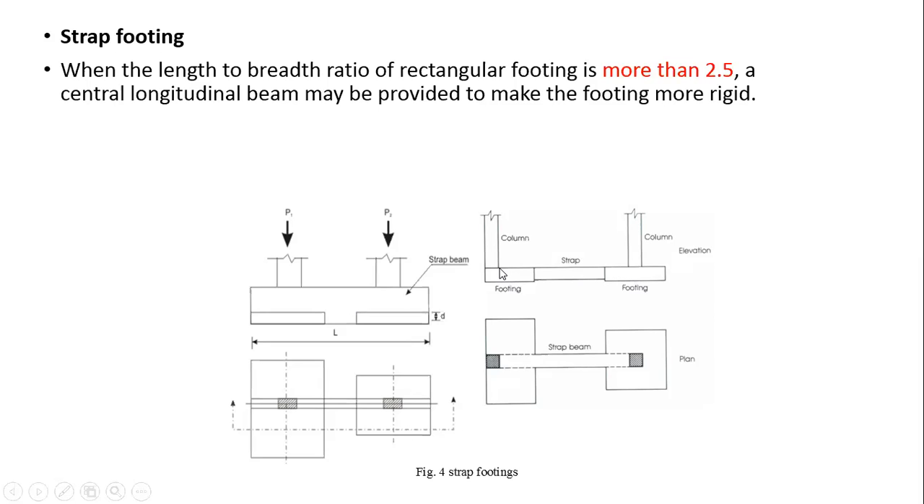Similarly, here in this case, this is my one column near the property line. This is my another column, which is inside. So this is one isolated footing, and this is another isolated footing, but the distance between these two footings is more than 2.5. Then in that case, I have to provide a beam here, which is called your strap footing. The strap beam will not transfer any load to the soil. The load is transferred only through the column and the footing.